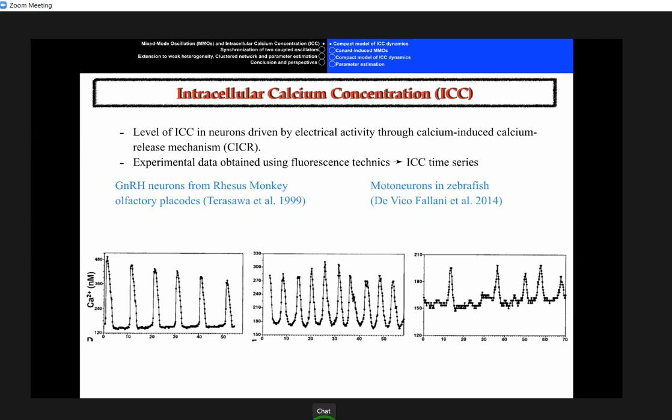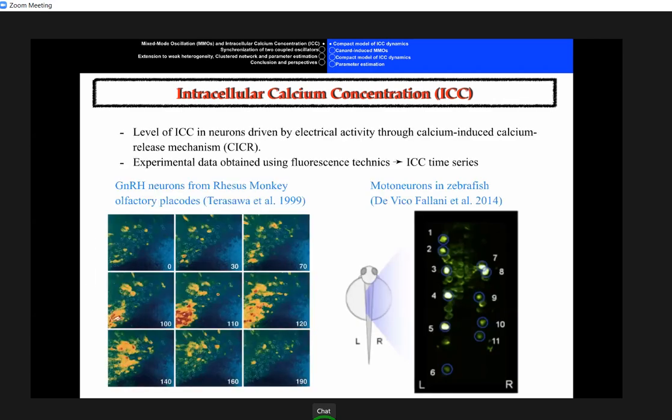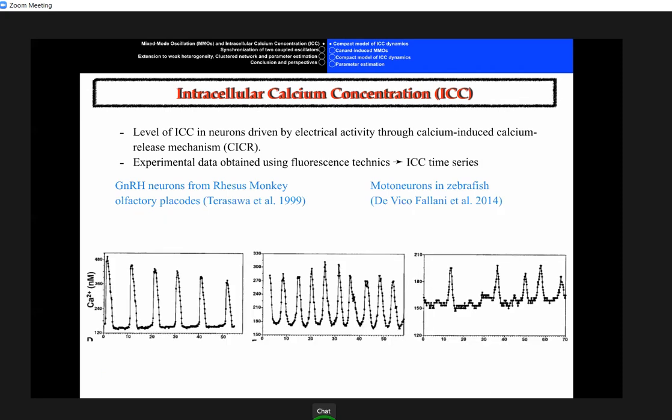So either we have a series of great peaks appearing with a very regular frequency, but with long quiescent spaces between peaks. Or we have periodic peaks, but with no quiescent space in between. Or isolated peaks with only some noise between the peaks and no regular frequency. We have these three types of ICC time series in both GnRH neurons and motoneurons.